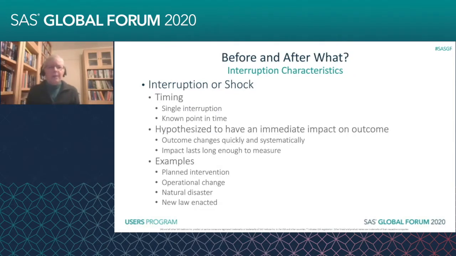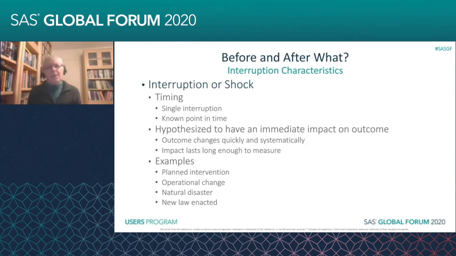So before and after what? Well, there are different characteristics of the interruptions that we're often interested in. It's an interruption or shock where we know the timing of the interruption. So there's a single interruption. It happens at a known point in time. And generally, these interruptions need to be ones that you hypothesize would have an immediate impact on your outcome. So the outcome changes quickly and systematically after the interruption, and it lasts long enough for you to measure it. Something that makes a blip doesn't really count, and it doesn't work well with these types of models.